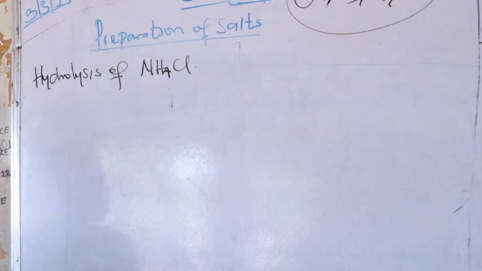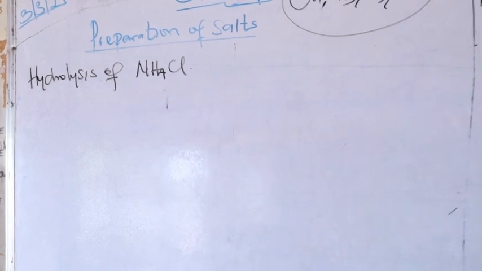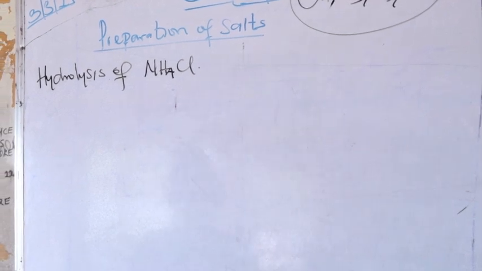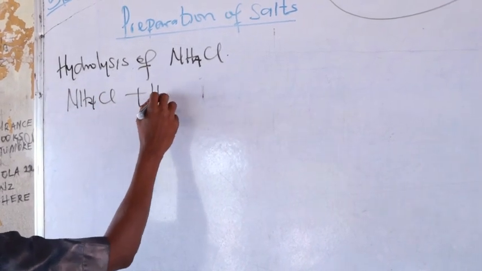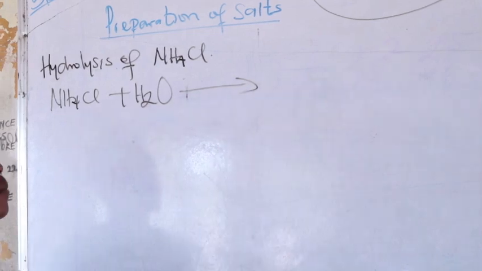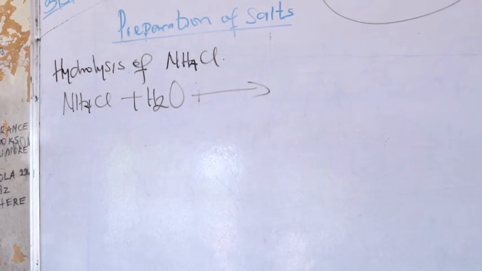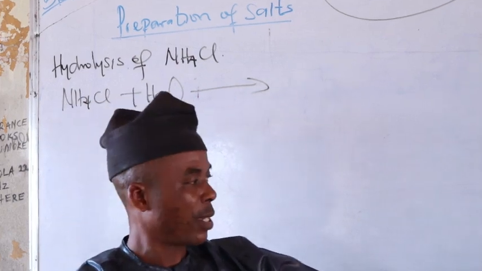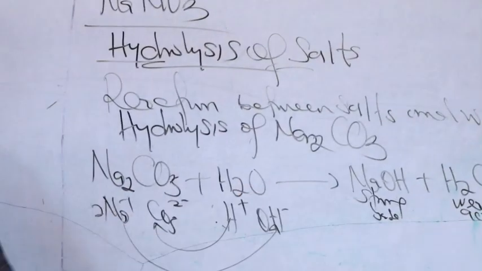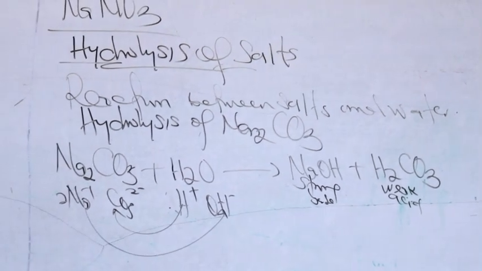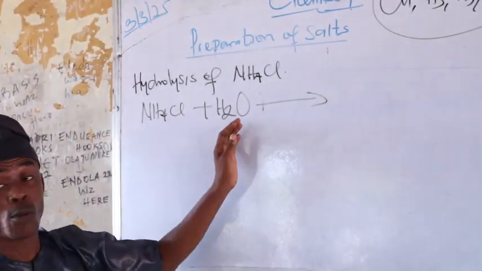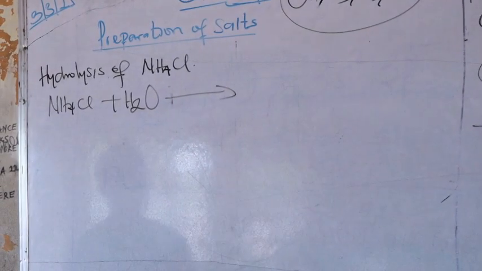So let us look at the hydrolysis of ammonium chloride. That is the reaction between ammonium chloride and water. So let's also look at what happens when ammonium chloride dissolves or reacts with water. You can tell me the product of this, just like I did for Na2CO3 and H2O. Use this example now to tell me the product of the reaction between ammonium chloride and water. Yes?